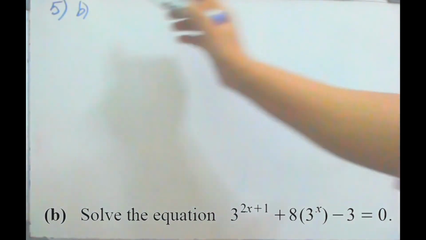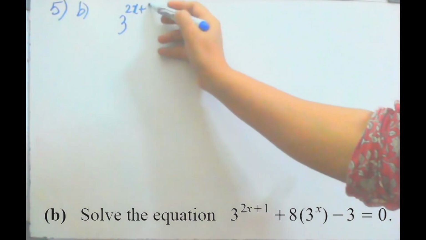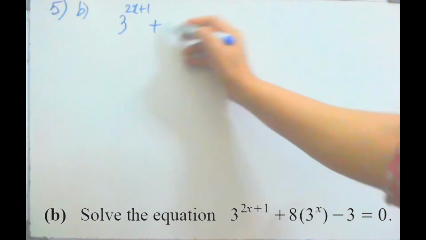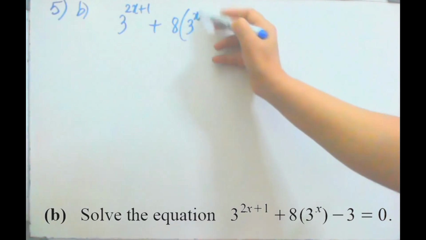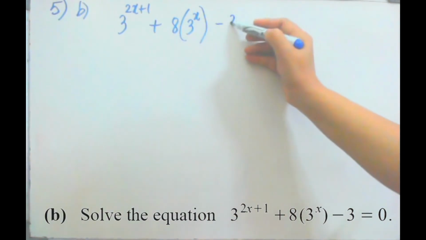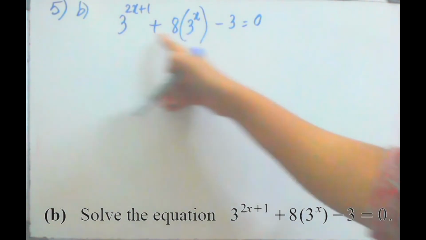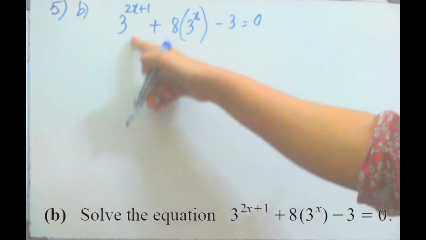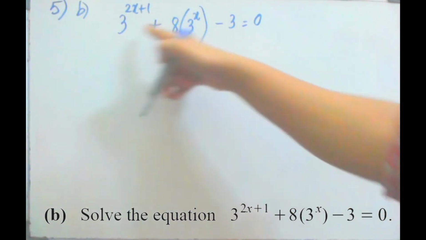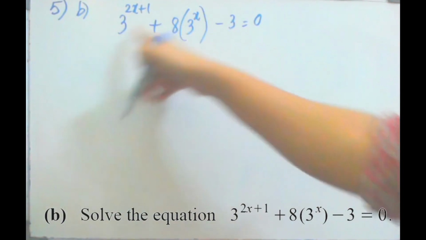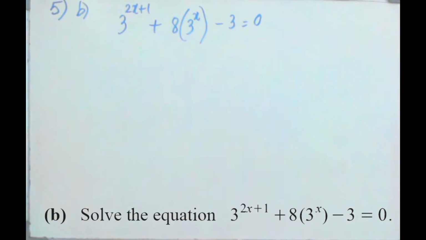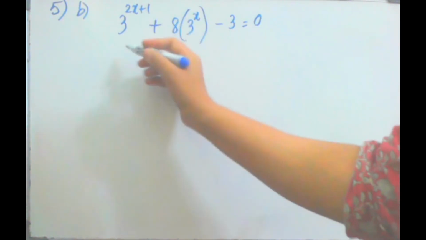Solve the equation 3 power (2x plus 1) plus 8 into 3 power x minus 3 equal to 0. As we write the equation, we can observe that 3 power x, 3 power 2x and 3, so we see 3, 3, 3. That should give us a quick idea that we can separate the 3's and rewrite this equation in terms of 3 power x. Let us see how we can do this.